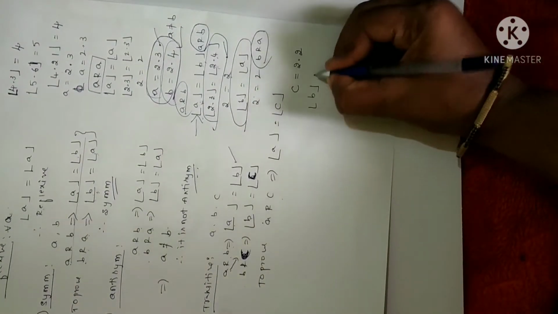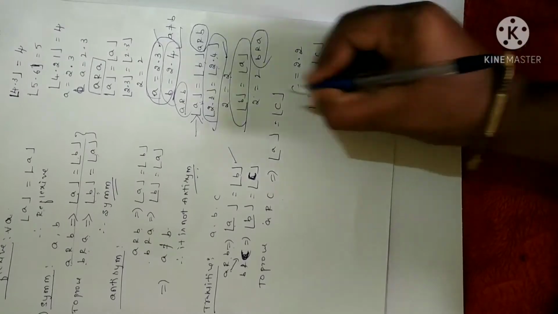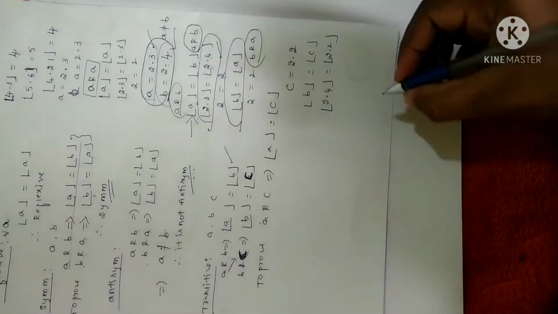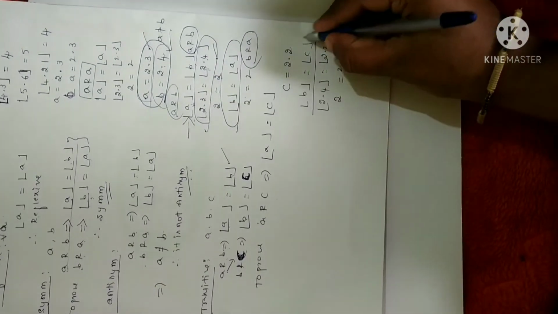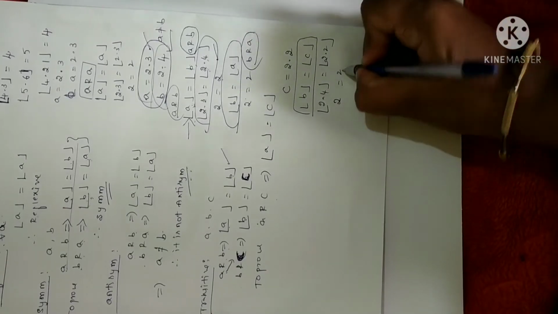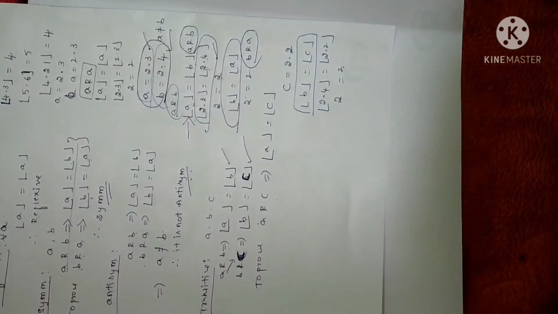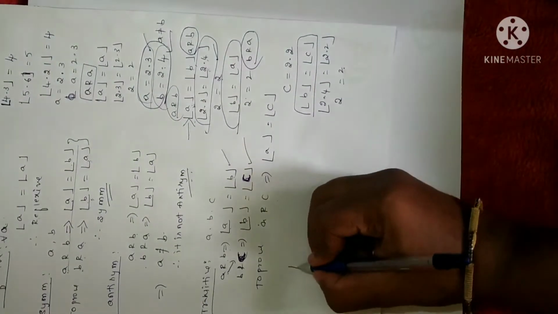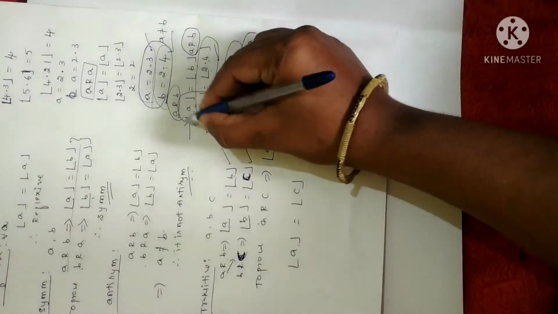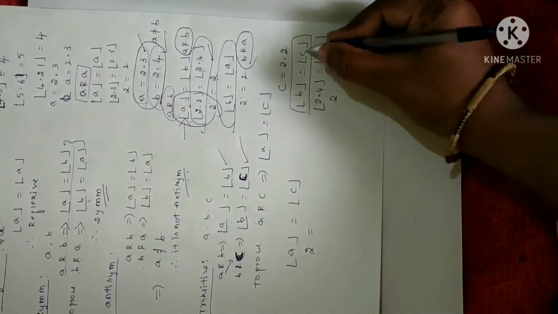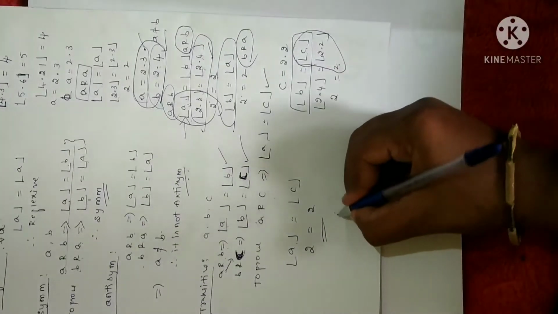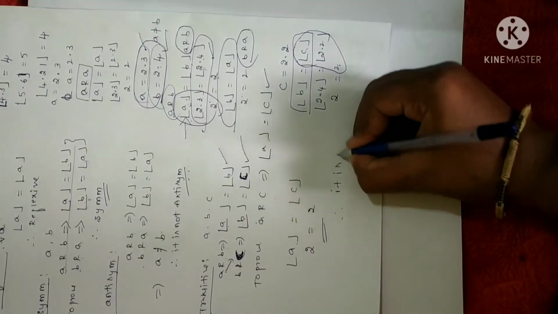Again, now let me check. Is flooring of B equal to flooring of C? What is the value of B? It is 2.4. What is the value of C? It is 2.2. Now clearly flooring of B is equal to flooring of C, because flooring of 2.4 is 2, and flooring of 2.2 is also 2. So this condition also satisfies. Now let me verify, is flooring of A equal to flooring of C? What is the value of flooring of A? It is 2. I have already done this. Flooring of C is 2. Clearly this condition also satisfies. So therefore it is transitive.